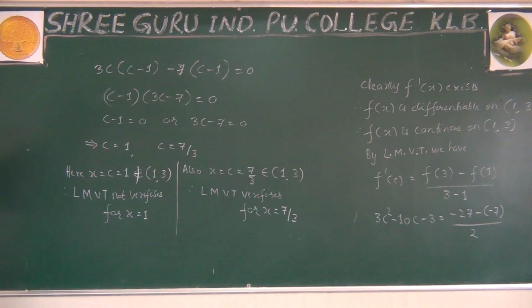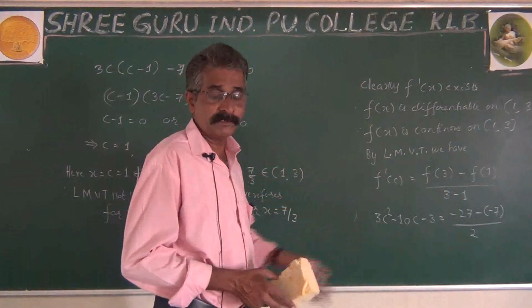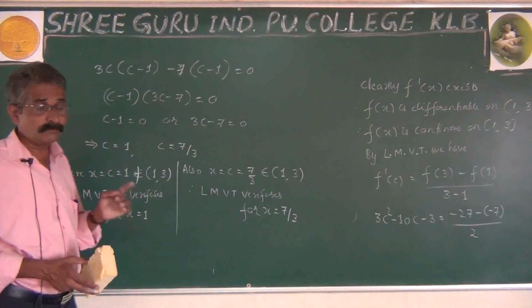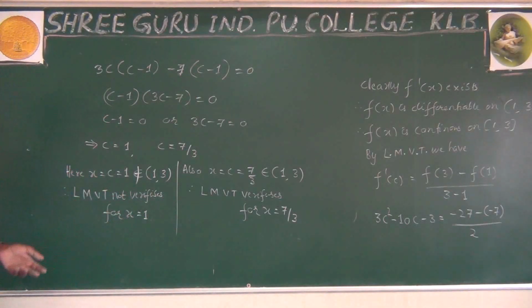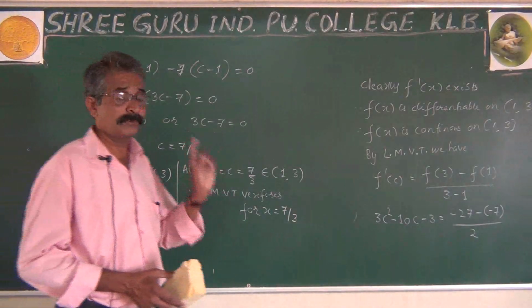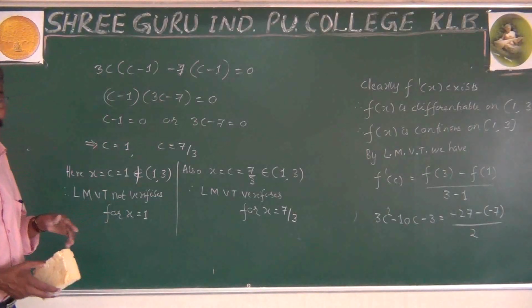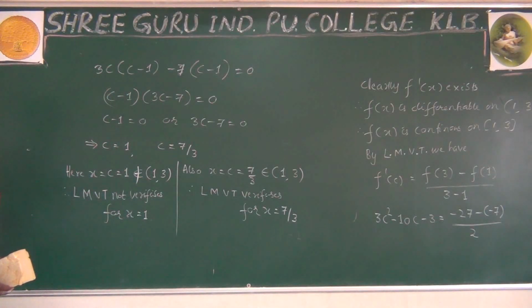Like this, any other examples you need to solve yourself. There is not much more to the problem. First get f of a, f of b. If they become equal, apply Rolle's theorem. If they do not become equal, apply Lagrange's mean value theorem. In either case, you have to find c. If c belongs to the interval, the theorem verifies. Otherwise, the theorem does not verify.